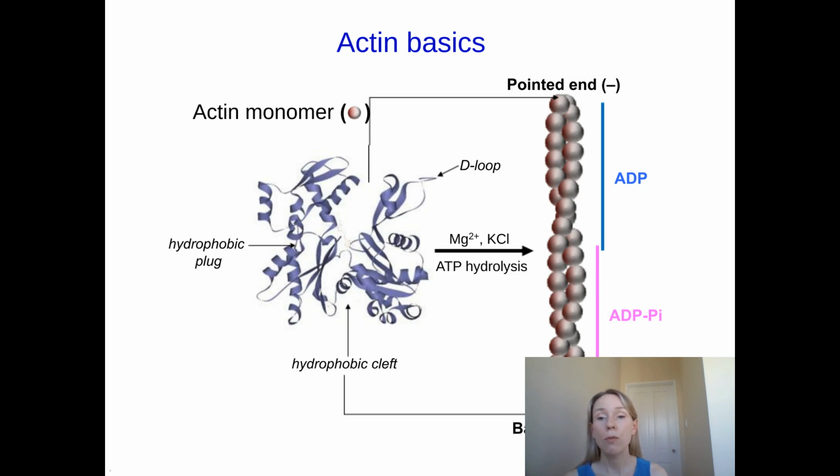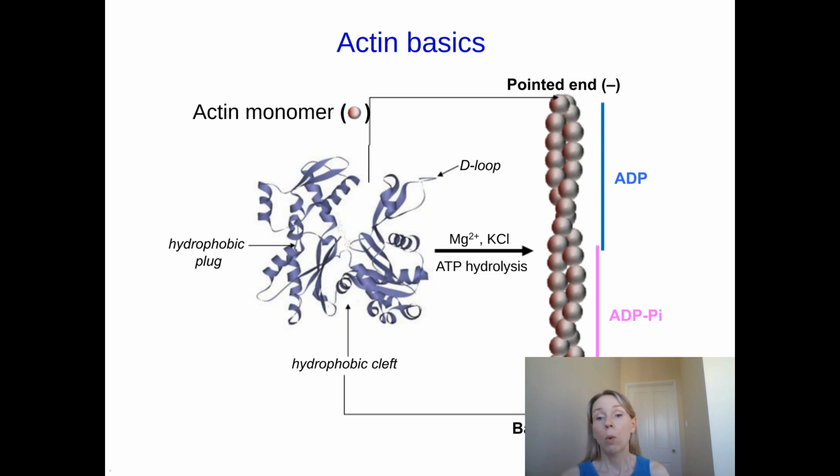Another key feature which I want to bring to your attention is that the actin polymer is polar. What I mean by that is the two ends of the polymer, the pointed end, or minus end, and the barbed end, or plus end, are functionally and structurally different.